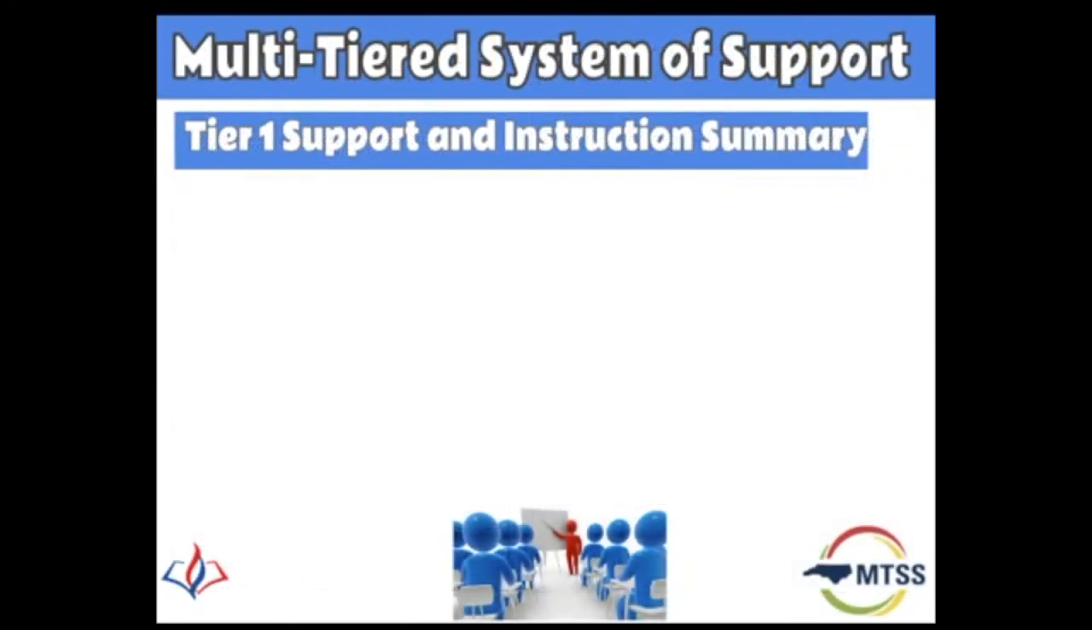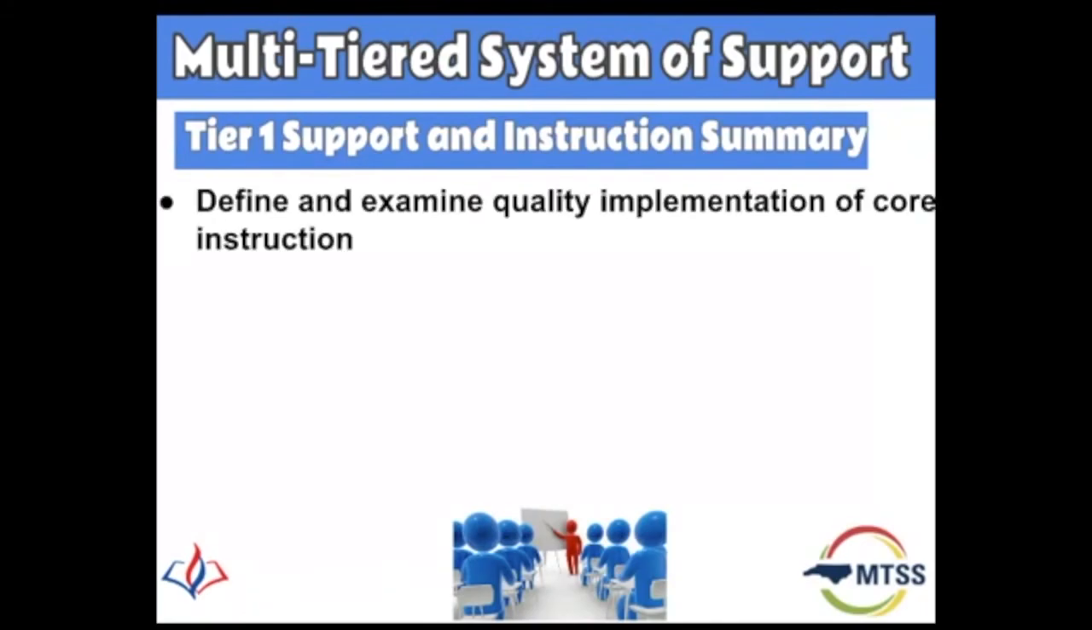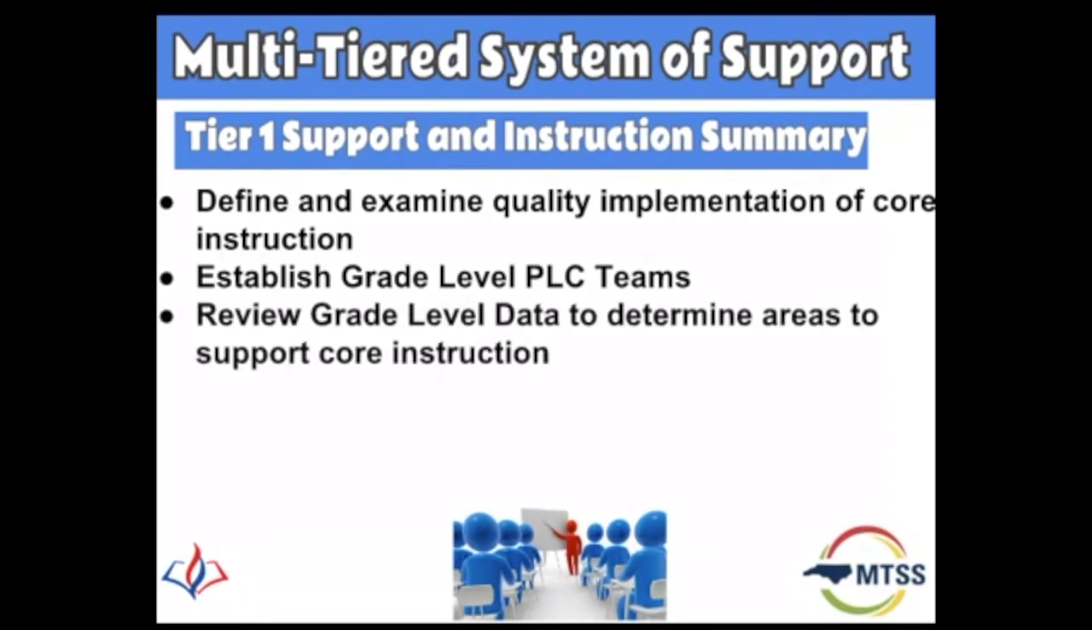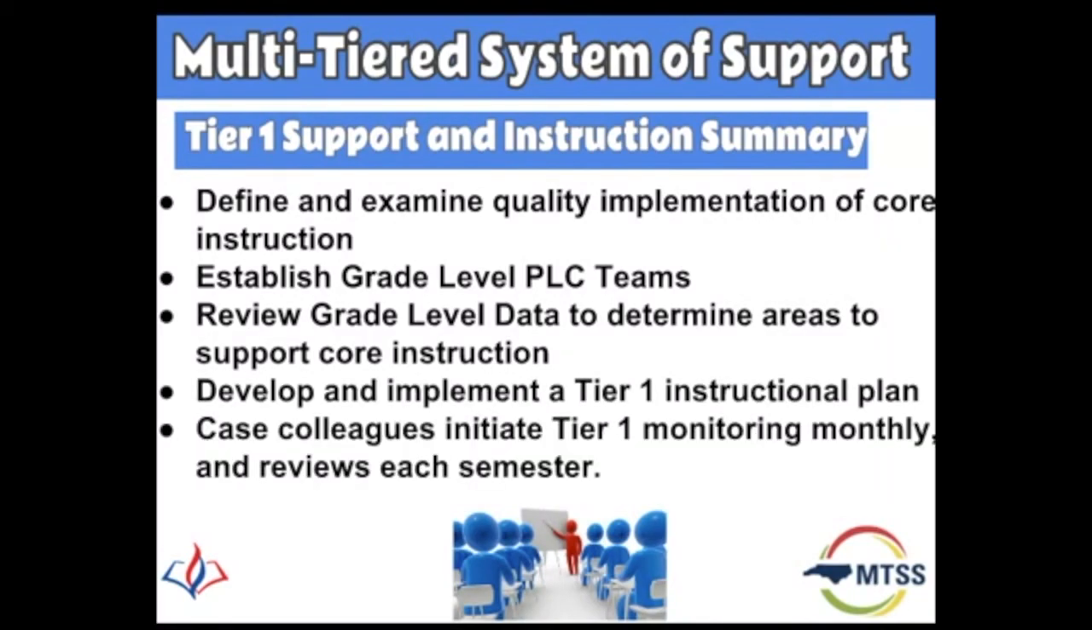So in summary, these are the things to keep in mind for Tier 1 support and instruction. Be sure to define and examine quality implementation of core instruction. Establish grade level PLC teams. Those teams should review grade level data to determine areas to support core instruction. And develop and implement a Tier 1 instructional plan. Case colleagues initiate Tier 1 monitoring and reviews. Monitoring happens monthly, and reviews of the plan happen each semester when benchmark data is collected.